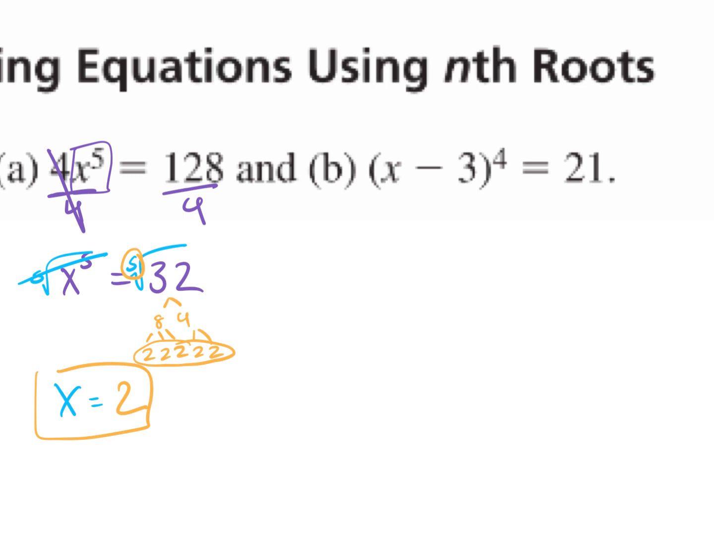So is my exponent all by itself already? Yeah, so it's all by itself. So how can I get rid of the fourth power? I gotta take the fourth root. So whatever your exponent is, that's what your index is gonna be. So I'm taking the fourth root.